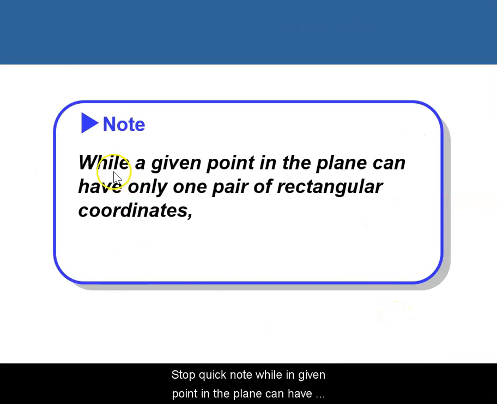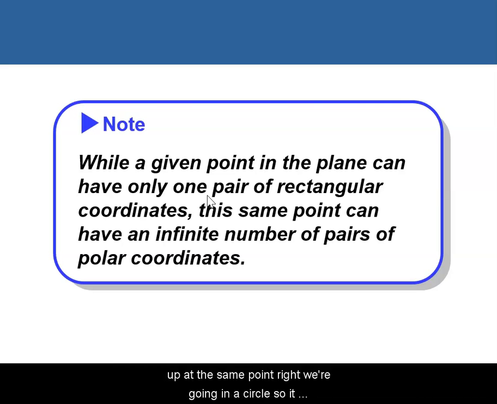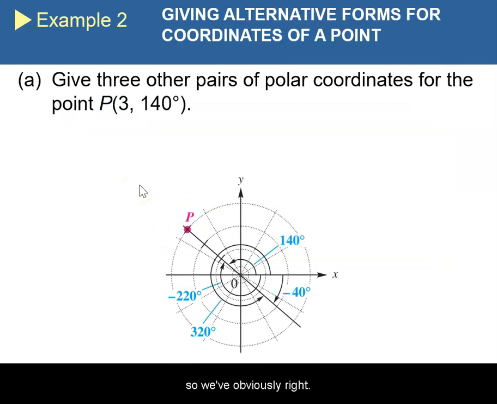So quick note: while a given point in the plane can have only one pair of rectangular coordinates, it can have an infinite number of polar coordinates, because you can always go around the circle 1, 2, 3, 20 times in order to end up at the same point, right? We're going in a circle, so it doesn't really matter how many times you go around as long as you end up in the same spot. Okay, so there are equivalent points for polar coordinates, but there's only one single point in rectangular coordinates. So we generally write the lowest value angle, the coterminal value that we need, for our polar coordinates.